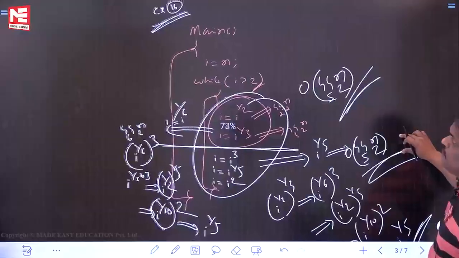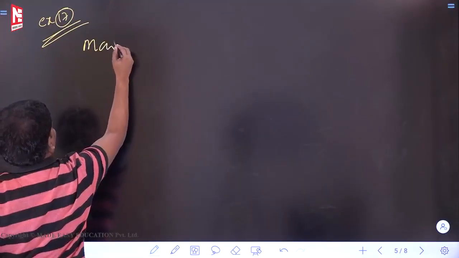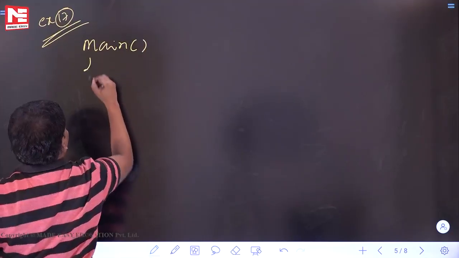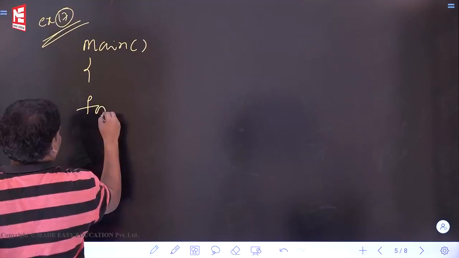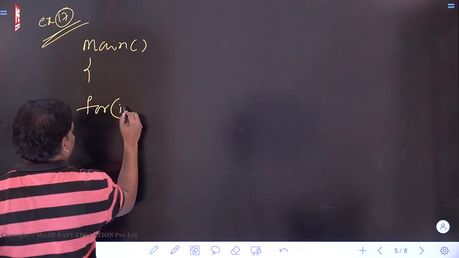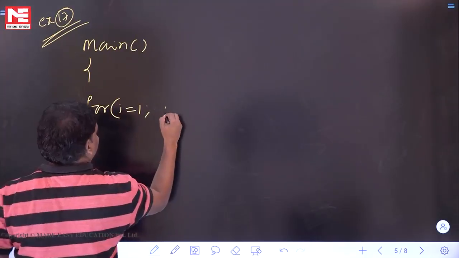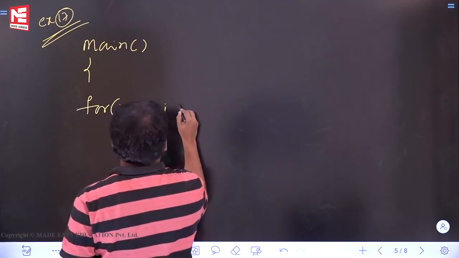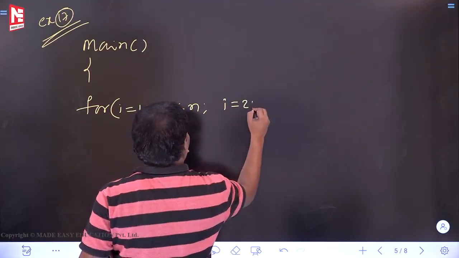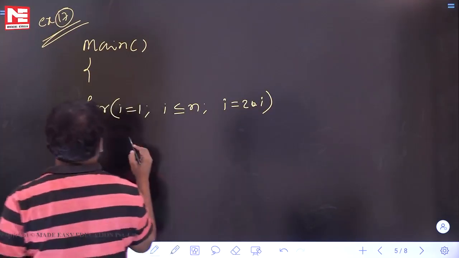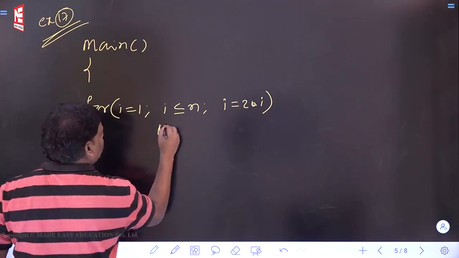This is example 16. See this problem also, main. It is given in one of your previous papers. main, for I is equal to 1, I less than or equal to n, I is equal to 2 into I. Next one is going to be p plus plus.